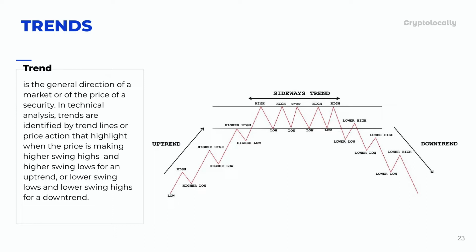We already know that uptrend means the price is going up. Sideways means the price is not going up and is not going down. It's consolidating. And downtrend means the market is dropping. The price of a particular commodity is dropping. So let's see how this looks like in a real life scenario.